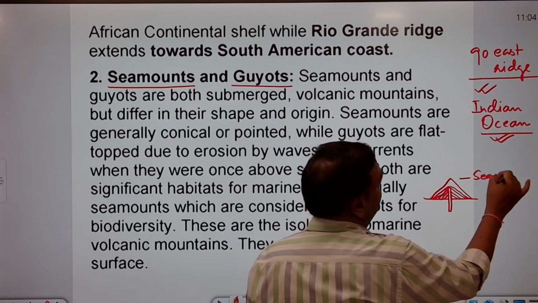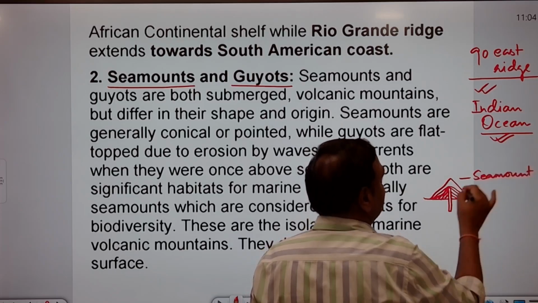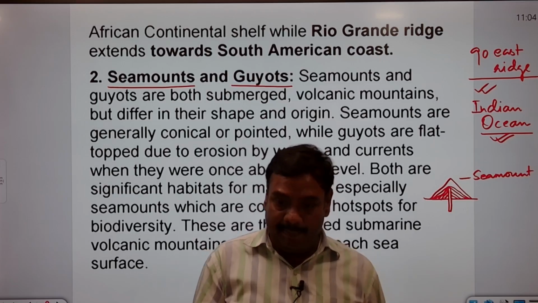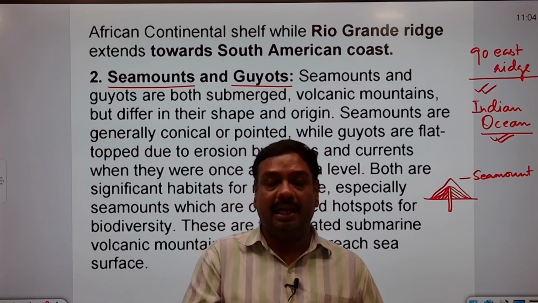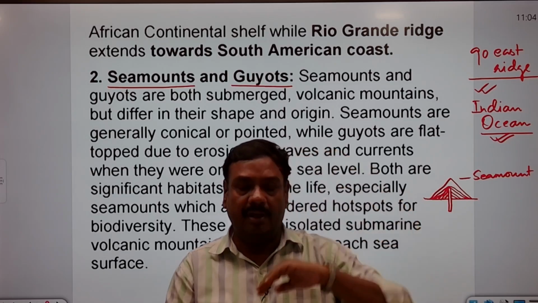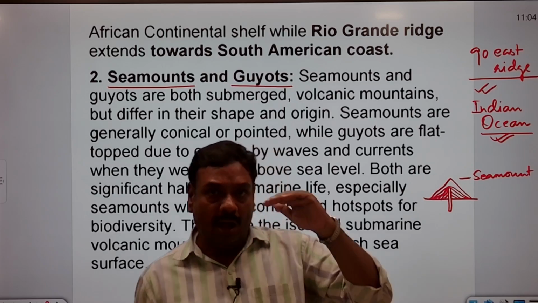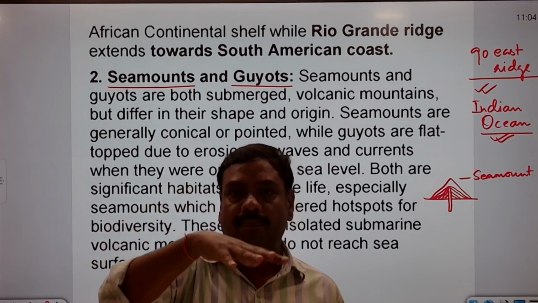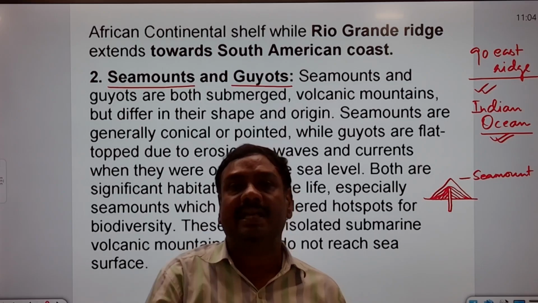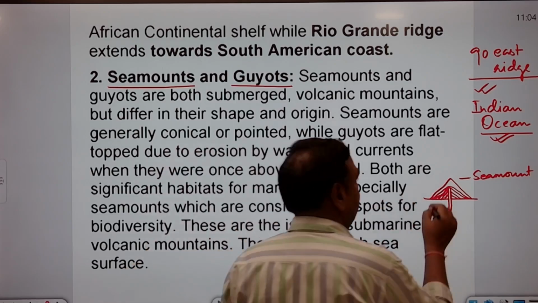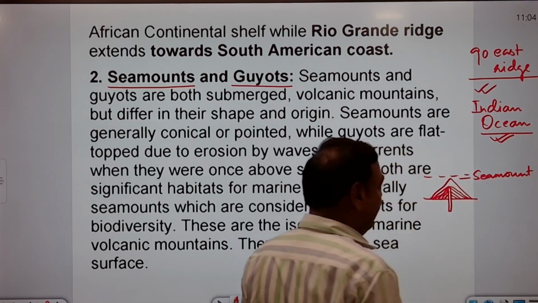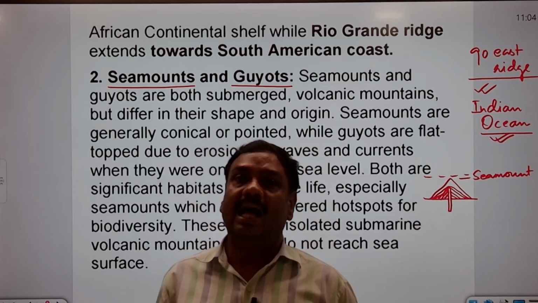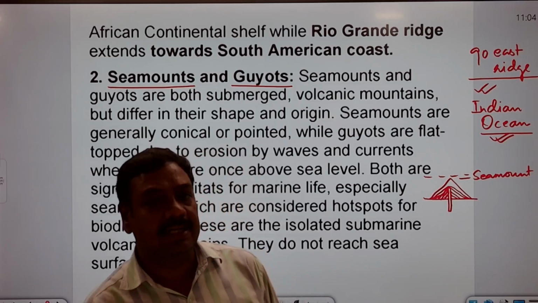After the volcanic eruption, magmatic material has come out and it can be seen above the sea level, right? After some time, the volcanic cone sinks and goes under the seawater. Whenever after its sinking it goes under the seawater, this can be defined as a seamount, right? This can be defined as a seamount.